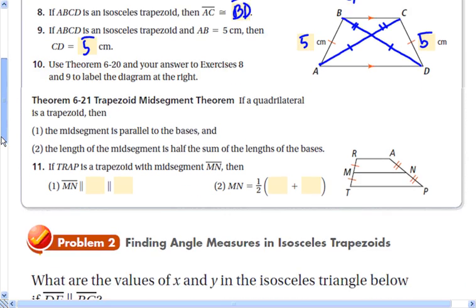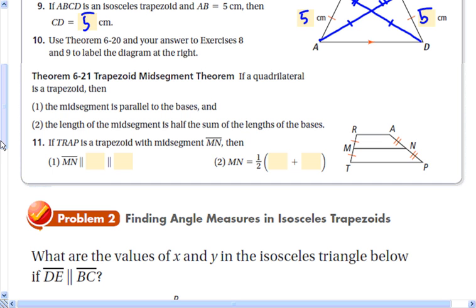So let's go back now. We also have a trapezoid mid-segment theorem. Now this doesn't have to be an isosceles trapezoid, but the mid-segment is parallel to the bases, and the length of the mid-segment is half of the sum of the lengths of the bases. So if TRAP is a trapezoid with mid-segment MN, then segment MN is parallel to segment RA, which is parallel to segment TP. MN is 1/2 of RA plus TP.